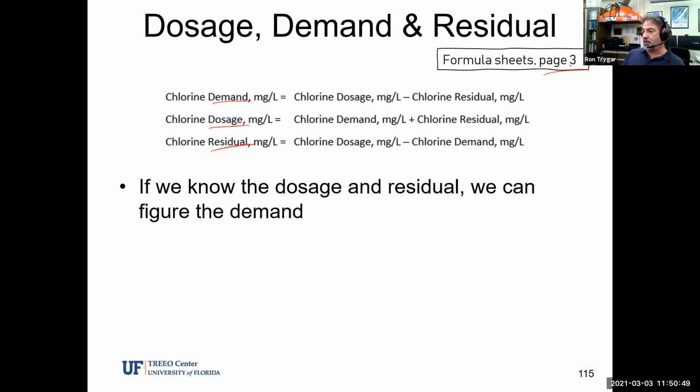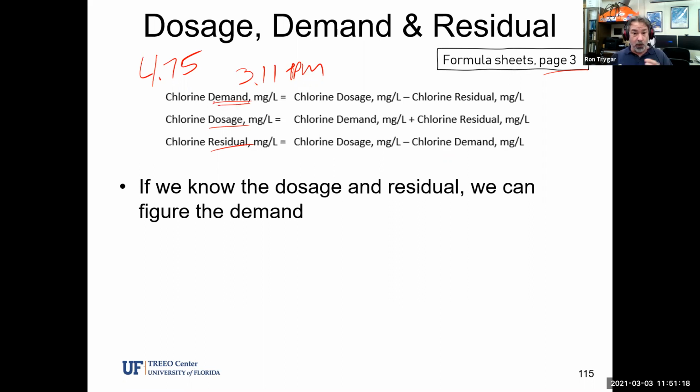So let's work a couple of these out. If we know the dosage and we know the residual, now the dosage is what we just talked about. We had a couple of dosages come up. We had 4.75, we had 3.11. We had all these different numbers pop up a little earlier, and these were all in parts per million, or milligrams per liter. So if we know what the dosage is and we can go out and measure a chlorine residual, we can figure out something known as demand.